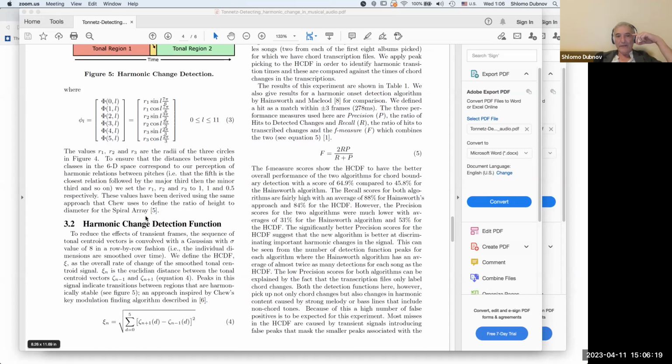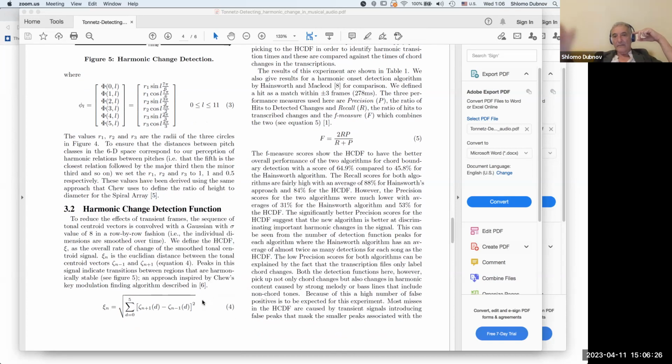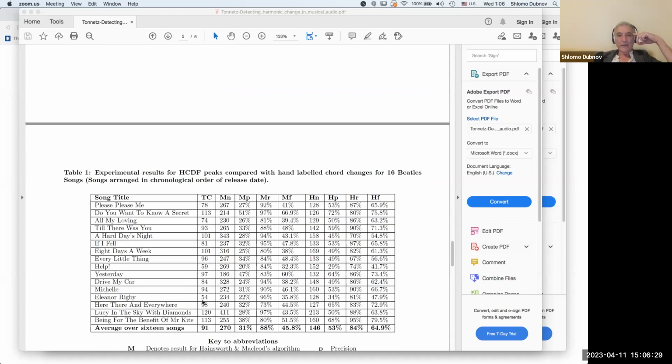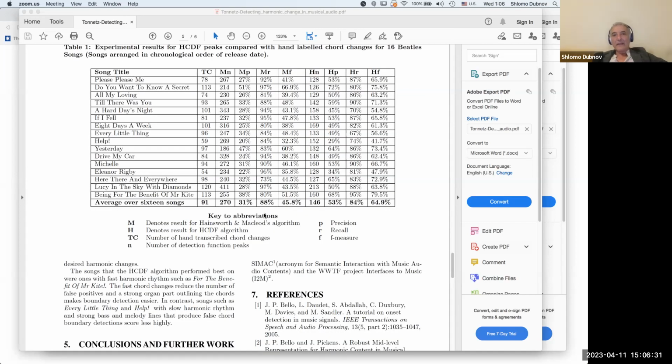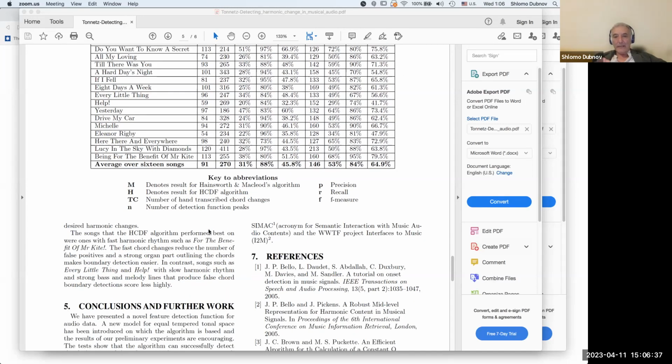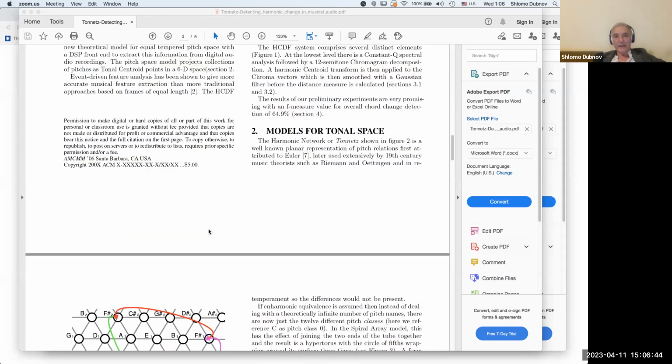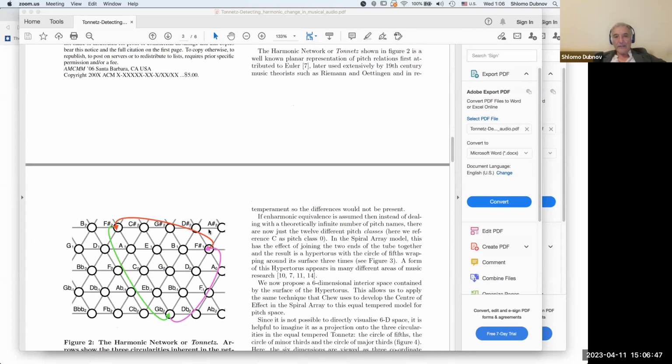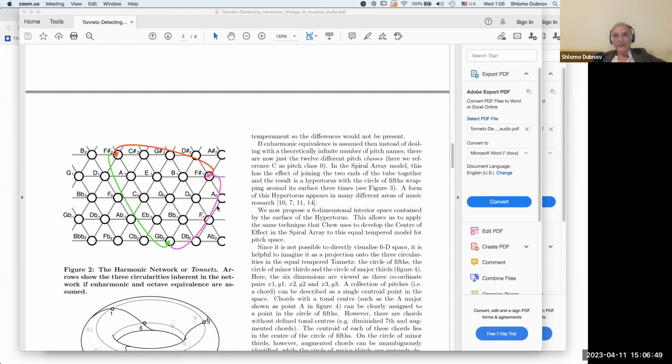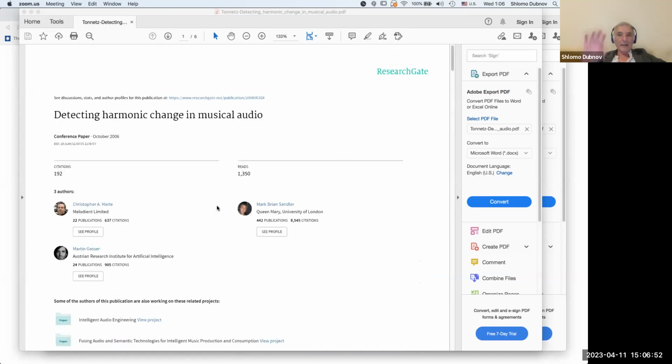Then you have a change detection function which uses these vectors and the Euclidean distance between them to calculate how much surprise or change there is in chords. They analyze the amount of harmonic change in different songs and so on. So this is a very human-designed feature based on a lot of music theory, relying on these Tonnetz grids that we'll discuss later on. So this is the reference. I'll drop it in the readings folder.